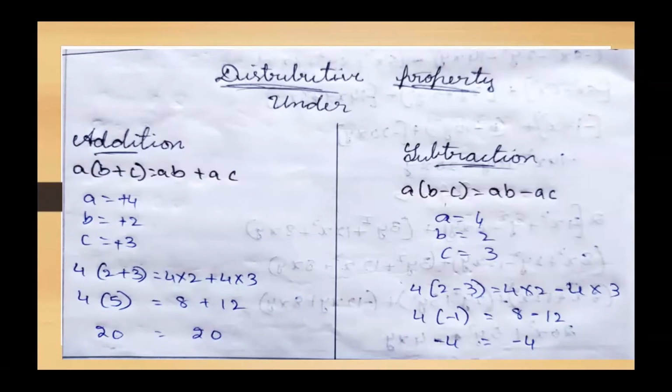Subtraction: A into B minus C is equal to AB minus AC. Suppose A equals 4, B equals 2, C equals 3. Then 4 into 2 minus 3 is equal to 4 into 2 minus 4 into 3. 4 into minus 1 is equal to 8 minus 12, so minus 4 is equal to minus 4.